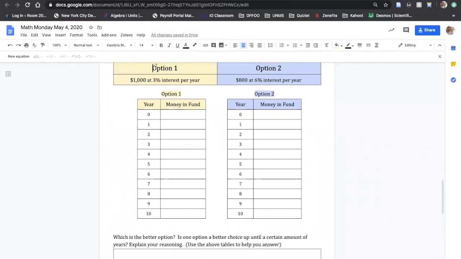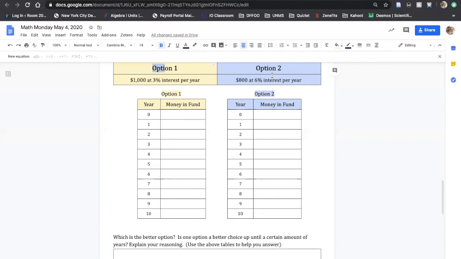So for example, option 1 starts off with more money. Is there a point, say, I don't know, 10 years, 20 years? How long does it take until maybe option 2 becomes a better bet? Or is option 2 better up to a certain point and then option 1 becomes better, right? So I want you to work on that there.